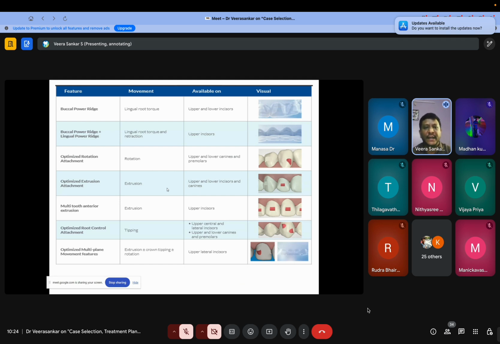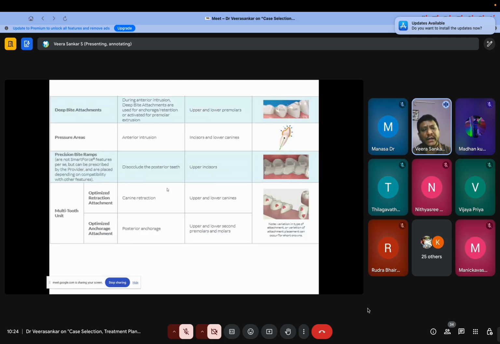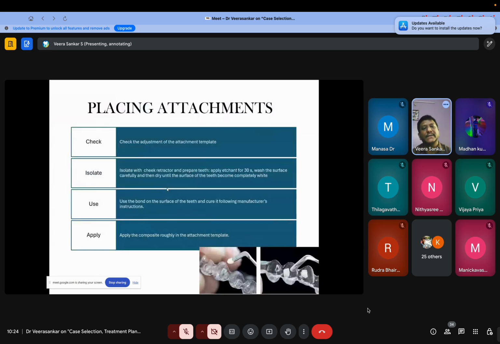These are all the different types of attachments: buccal power bridge, optimized attachments for rotation, extrusion, intrusion, deep bite attachments, pressure areas, and anterior bite ramps for deep bite correction, anterior intrusion, and increasing the posterior anchorage in the premolar region so as to provide anterior intrusion.